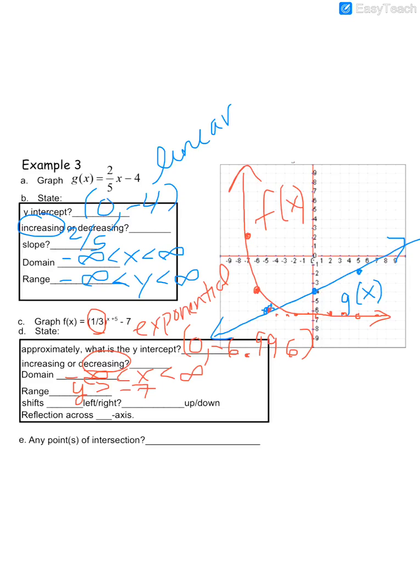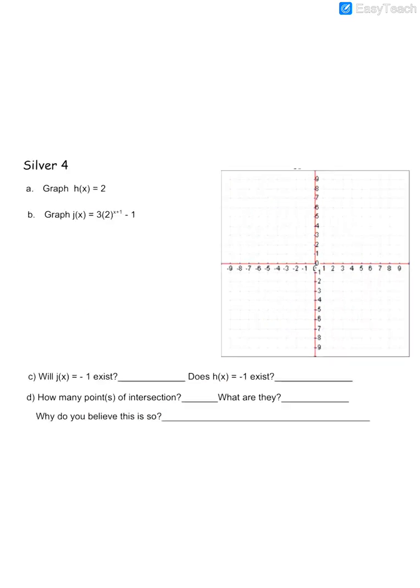What are the shifts that are happening here? Okay, so it went 5 left because the inside lies, so the +5 lies. It went 7 down, and it reflected across the y-axis. Are there any points of intersection? Yes, there are. It's at (-5, -6). So you can look at your graph, this is my point of intersection right here, or I can look on my table and it matches on the table. All right, that's pretty straightforward. Let's keep going.